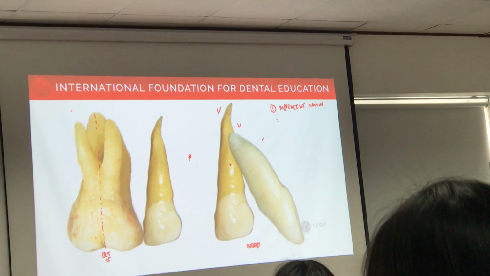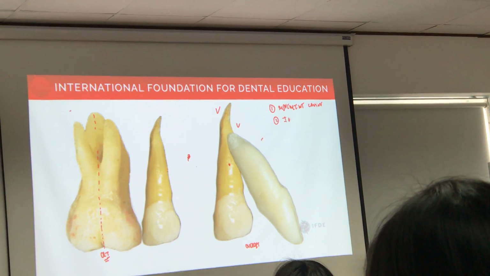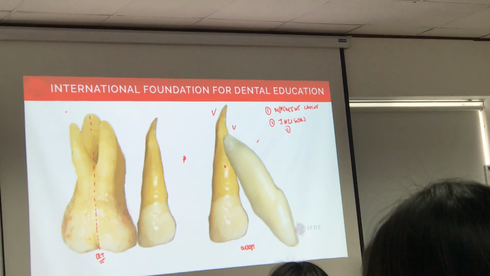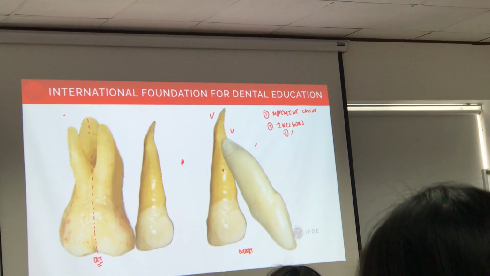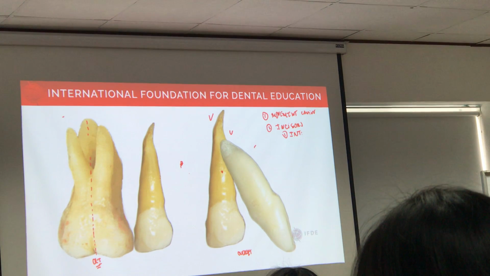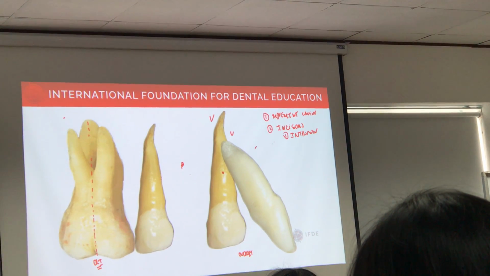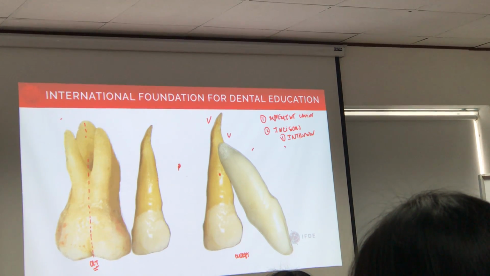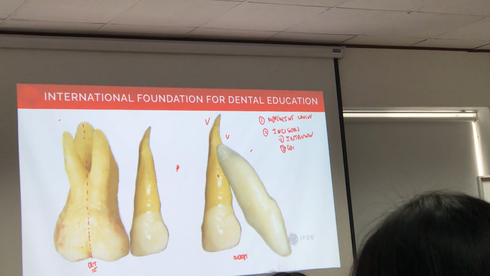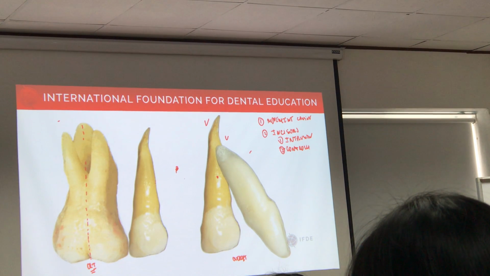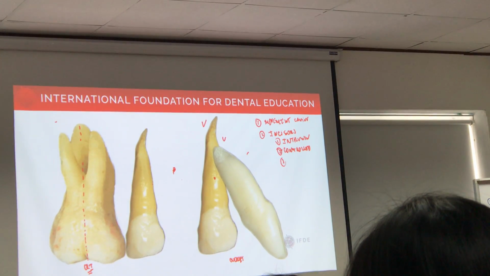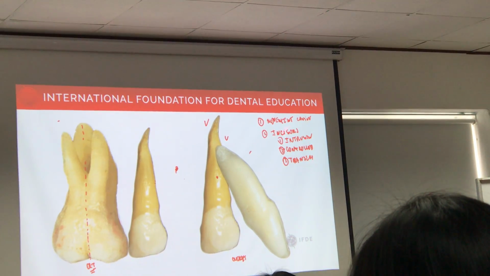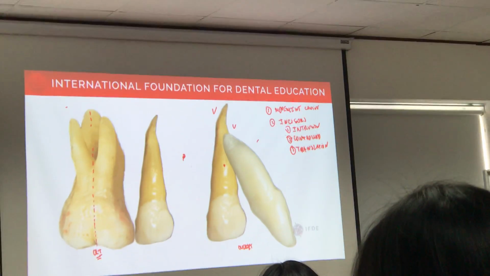What about incisors? One is what? Control tipping, and then intrusion. What else? Translation. So for the incisors we need these three movements, whereas for the canine we only need one.